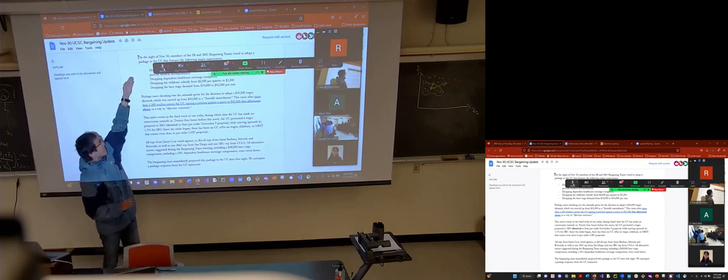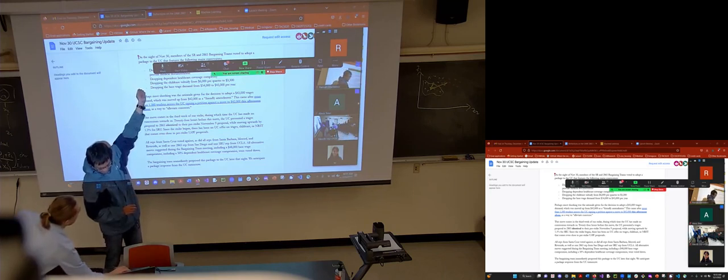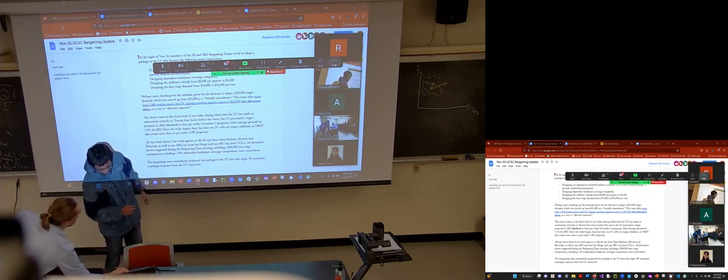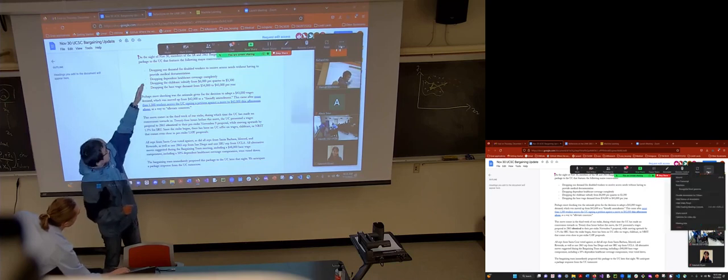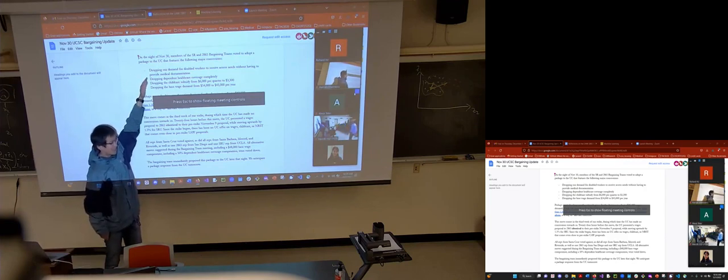So on the night of November the 30th, members of the SRs and the members of the collective bargaining team voted to adopt this resolution for the UC. The first one. So I'm going to explain these four bullet points right now, starting with the first one.